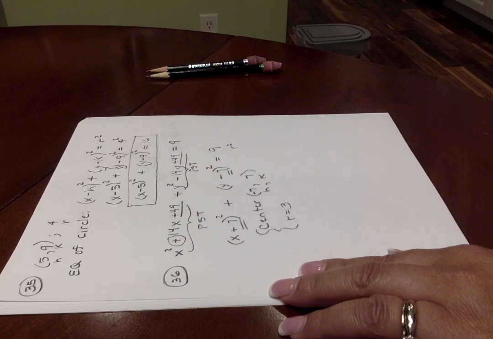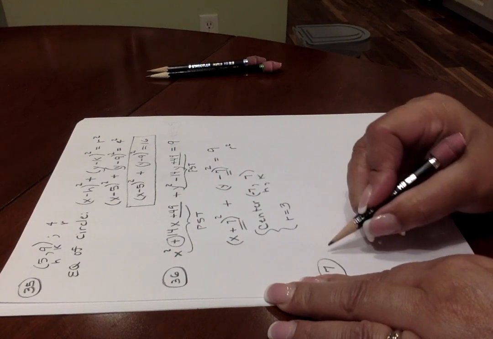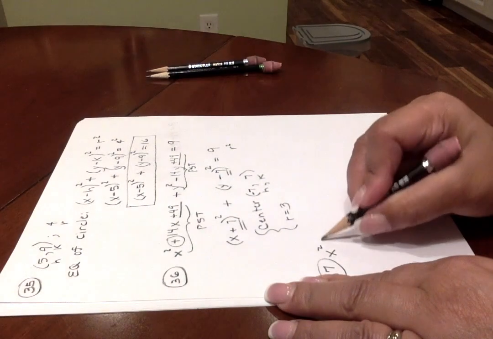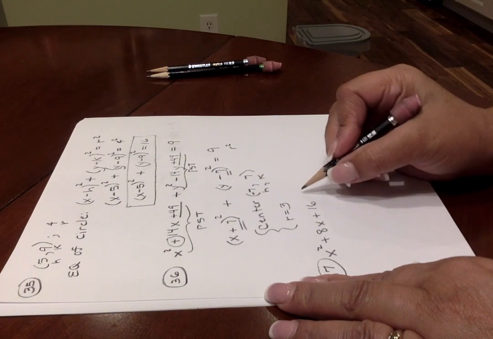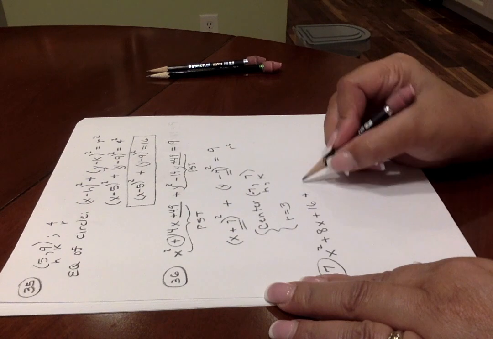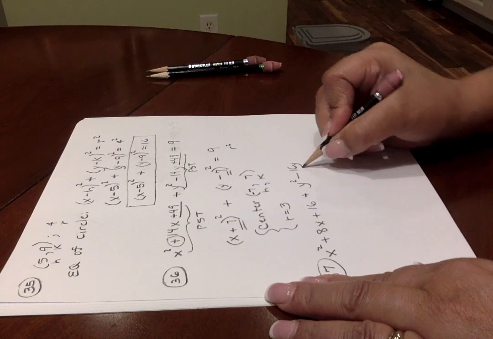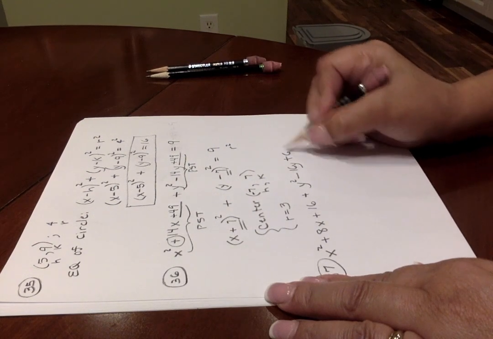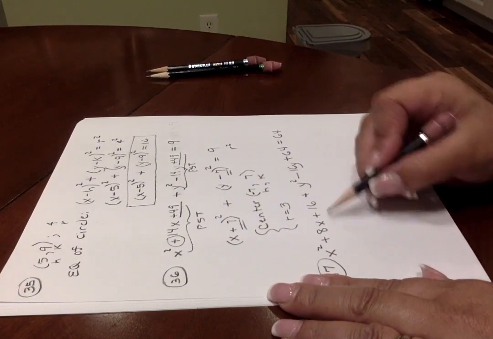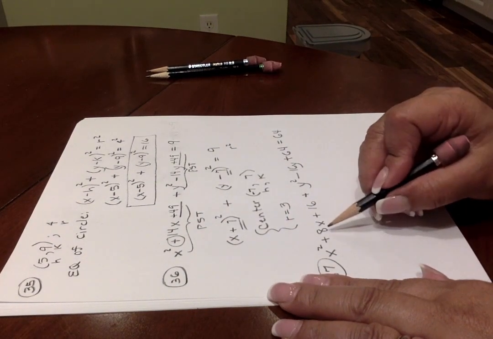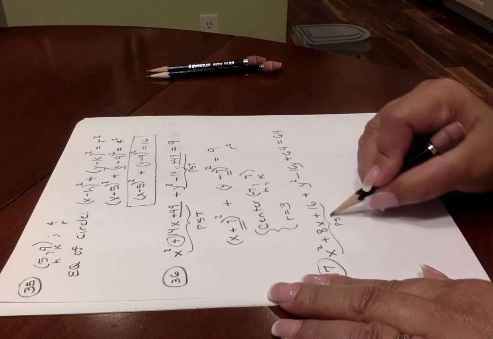37, let's see if that's already done for you. This is what you're given in that problem. X squared plus 8x plus 16. Then you're given another trinomial, y squared minus 16y plus 64, and on the right side a 64. So if this is a perfect square trinomial, half of this would be 4. 4 squared is 16, so this is a perfect square trinomial.